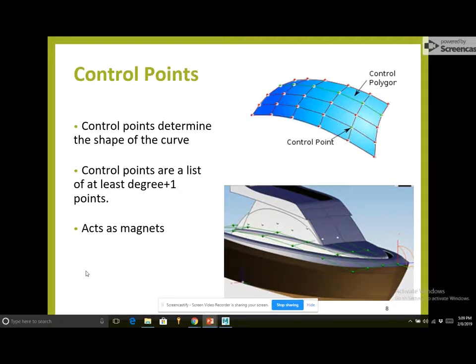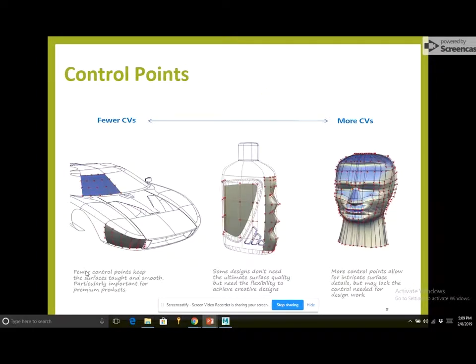So this is about the control points, and in this slide it is about the number of control points. How can we decide how many control points we should use to design a NURBS curve? The answer is, it depends on our requirement. When we need a very smooth surface, especially for premium products, then we have to use as few control points as possible.